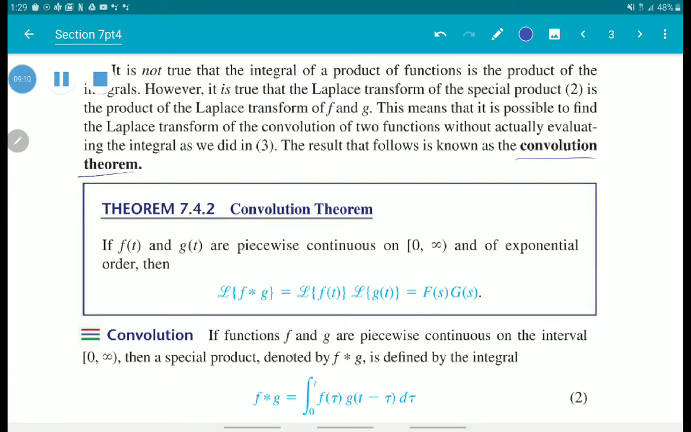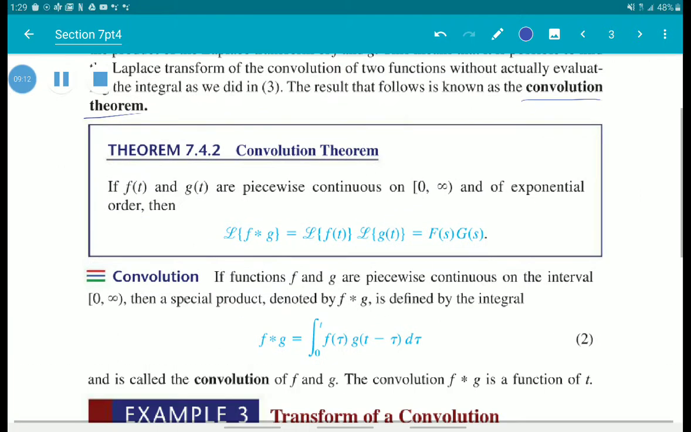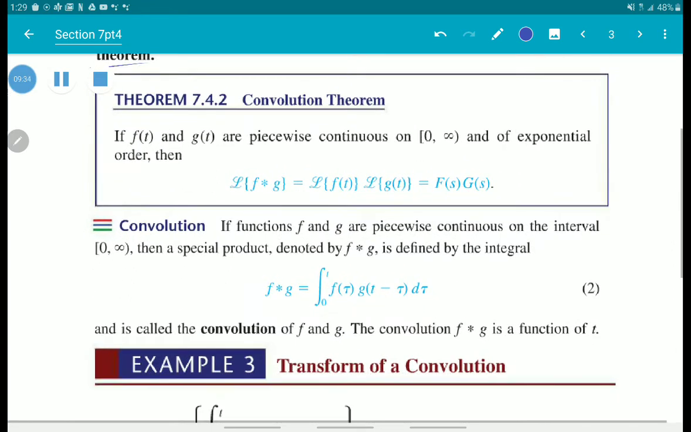Then this would hold. The convolution theorem says that if we have two functions, f and g, that are piecewise continuous on 0 to infinity and of exponential order, remember, that guarantees we have a Laplace of f and a Laplace of g. Then the convolution, and we know it's a convolution because they're using the asterisk here instead of a multiplication, the Laplace of f convoluted with g would be the product of the Laplaces.